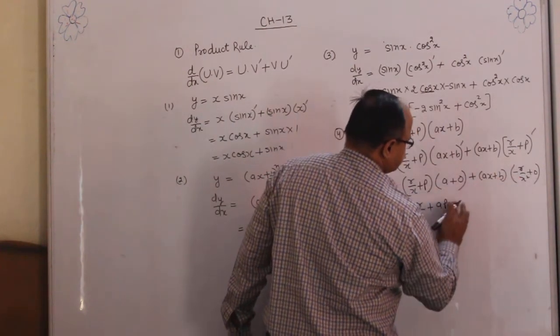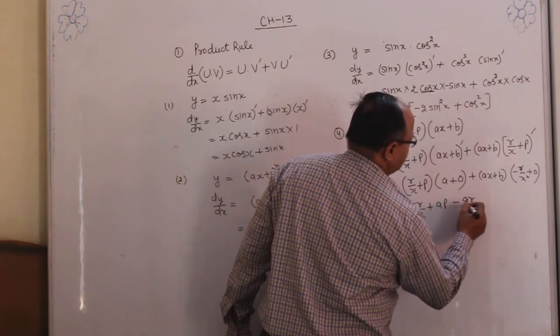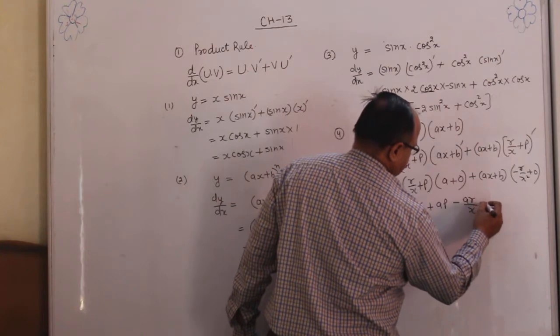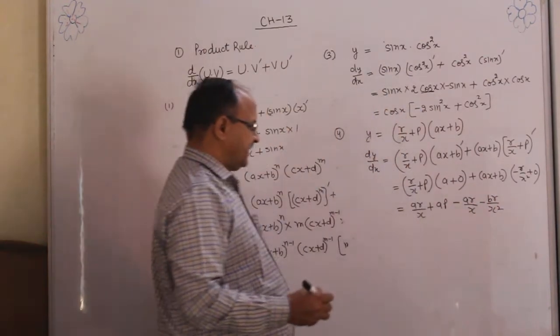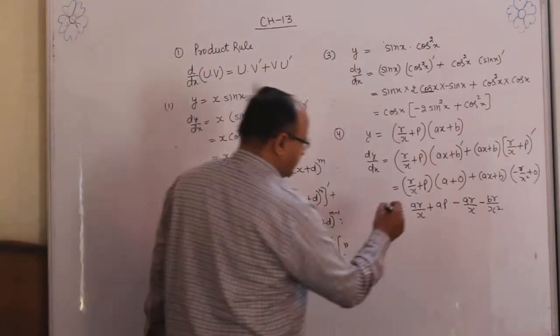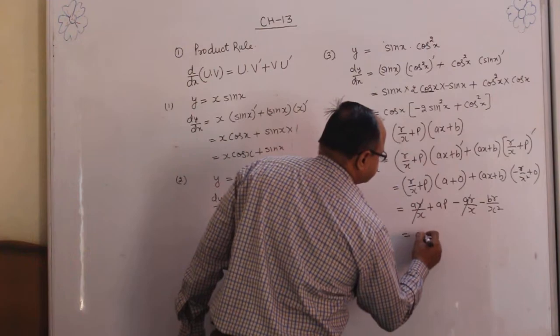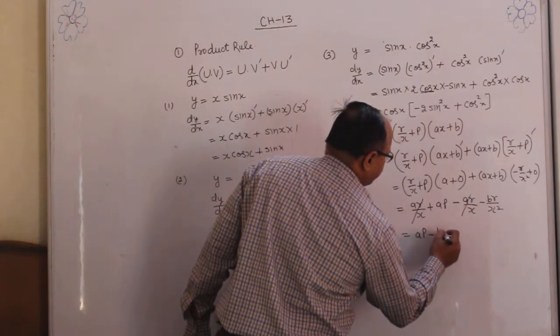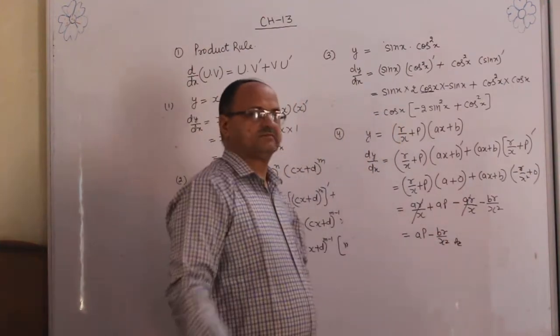Now multiply with this: minus ar by x minus br by x square. Now you know that two like terms cancel, ar and ar cancel. This is the answer. This is the answer. Okay.